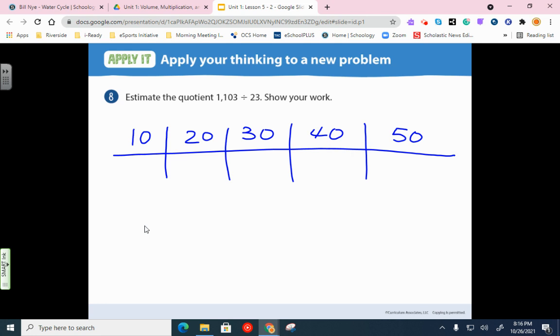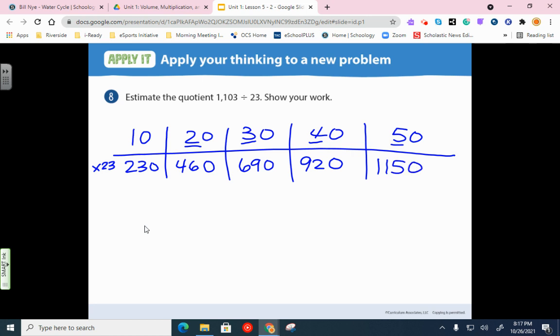Okay. So for these numbers, we're all multiplying by 23. So 10 times 23 is 230. 2 times 23 is 46. We bring down our 0. 3 times 23 is 69. Bring down a 0. 4 times 23 is 92. Bring down a 0. And 5 times 23 is 115.